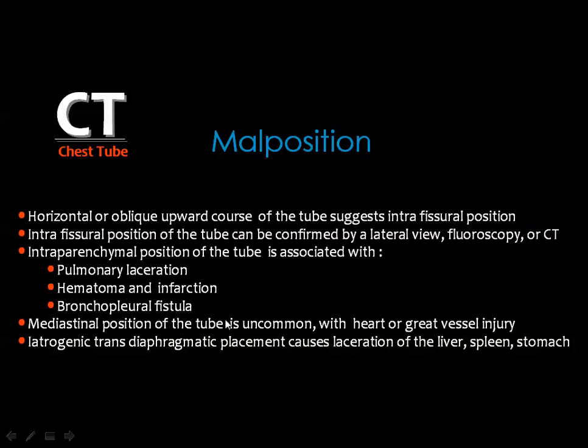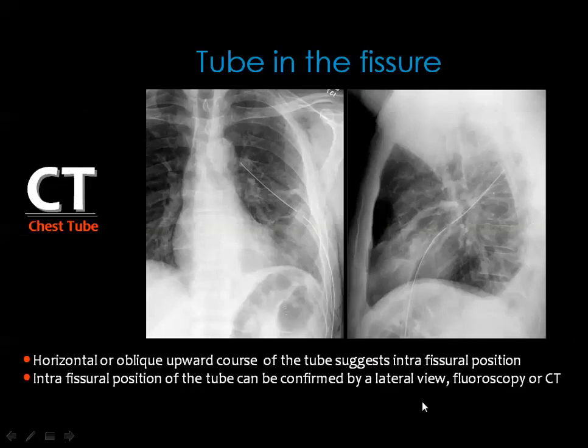Also, one of the malpositions is to put the tube inside the lung parenchyma, which will lead to lung laceration, hematoma, infarction, and sometimes a bronchopleural fistula. Uncommonly, you can pass the intercostal tube to the mediastinum with some possibilities of heart or great vessel injury, and less frequent or rare is that the tube has been passed through the diaphragm, causing some laceration of the abdominal organs like the liver, spleen, and the stomach.